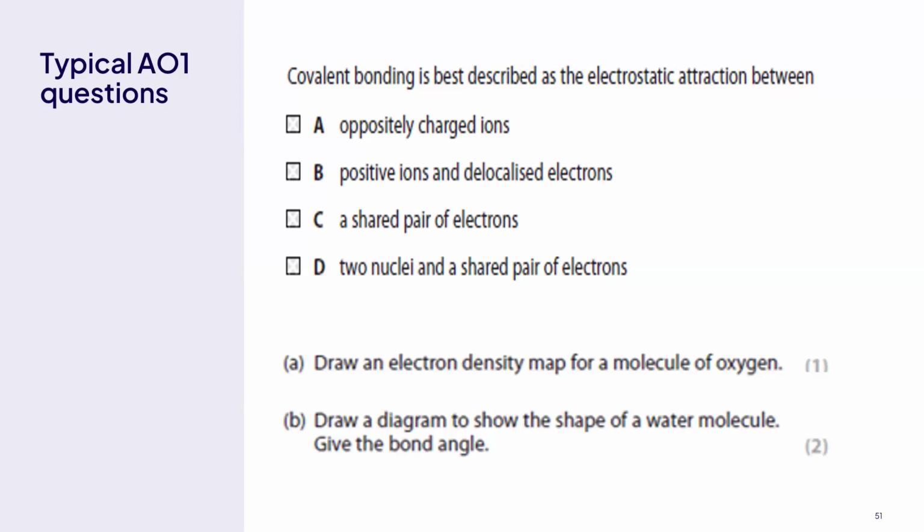Draw an electron density map for a molecule of oxygen. It quite clearly states in the specification that the students are expected to know the electron density map for a molecule of oxygen. Draw a diagram to show the shape of a water molecule and give the bond angle. Again, it's recall from the specification. It quite clearly states that the students should know the shape of the water molecule and they should know the bond angle in the water molecule. If it was the hydrogen sulfide molecule, that's a different matter. That would be AO2A because they're applying.